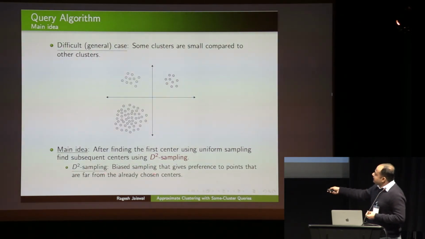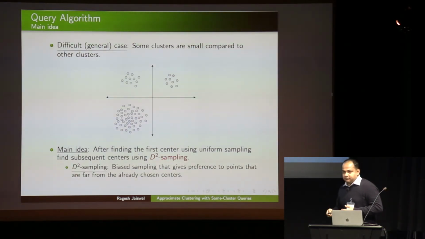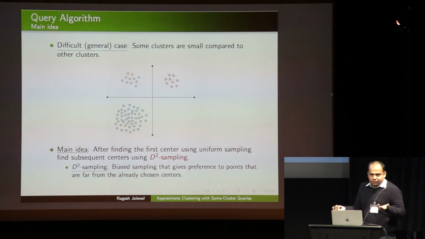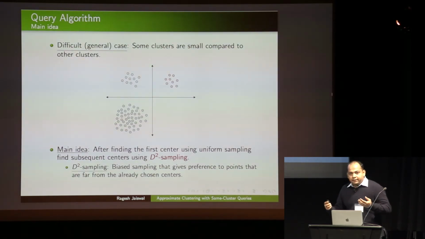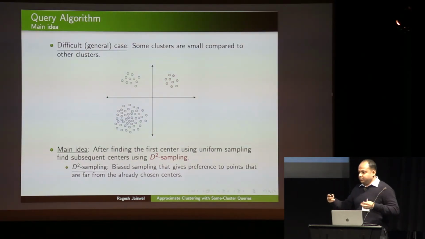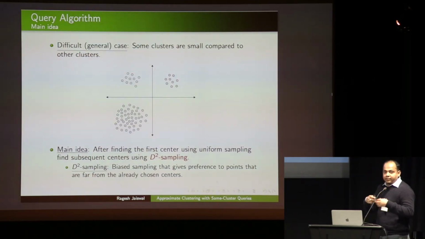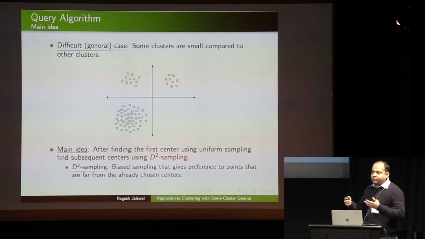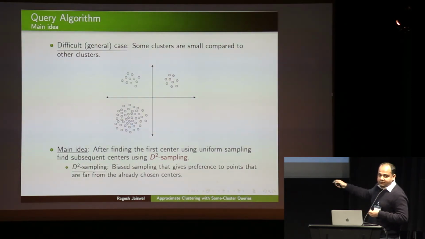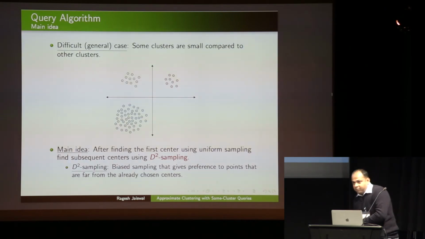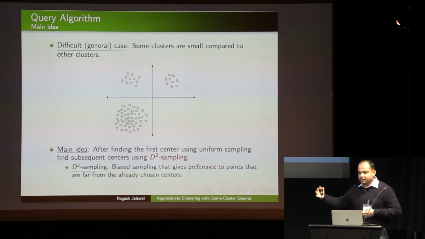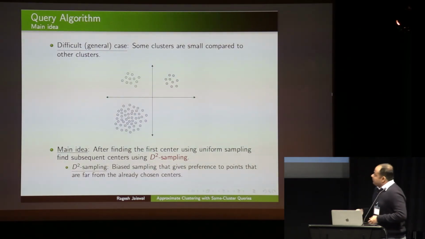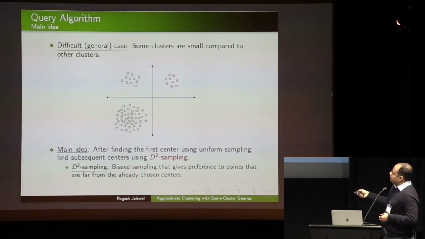What you do is a biased sampling that gives preference to points that are far away from the already chosen centers. Very fairly natural, right? So you already have found a good center. Now you would try to sample not uniformly, but using a biased distribution, favoring the points that are further away. If you do that, then even if there is a very small cluster far away, the probability of sampling from that cluster gets boosted. There's a good chance that you're going to sample from that cluster, and then you apply the same kind of ideas. Now, there are various technical issues that you get into because of this.